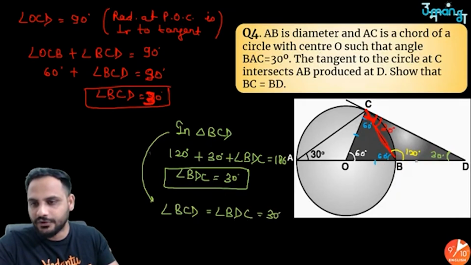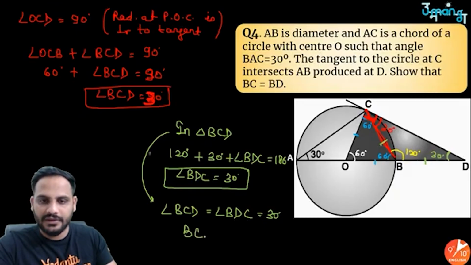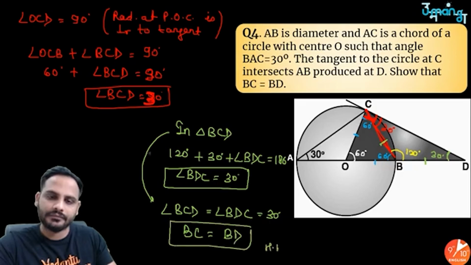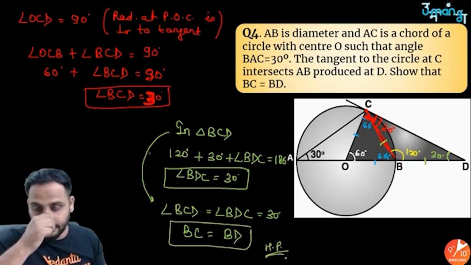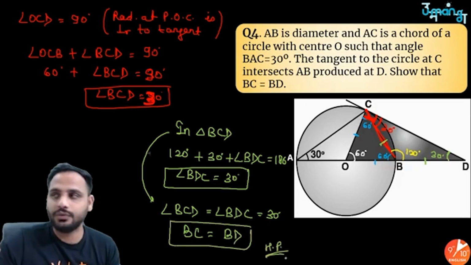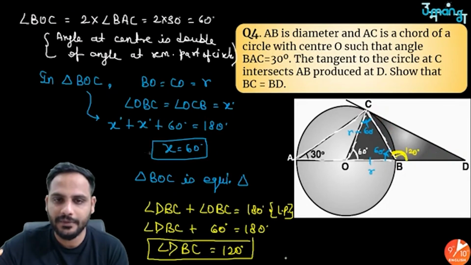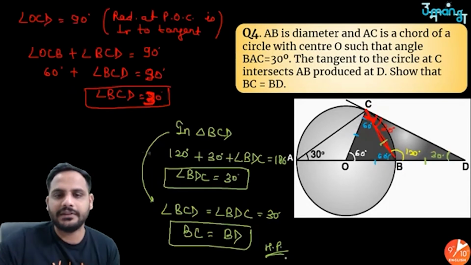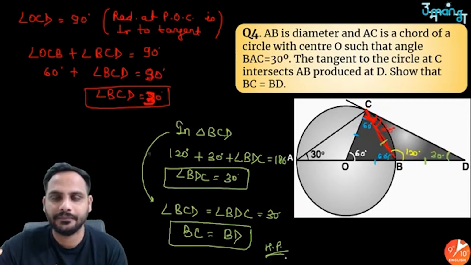So the sides opposite to them will be BD and BC. So from here I can say BC is equal to BD. Got it? So this is how we have played with the angles and got our answer. Okay, let's move to the next question.